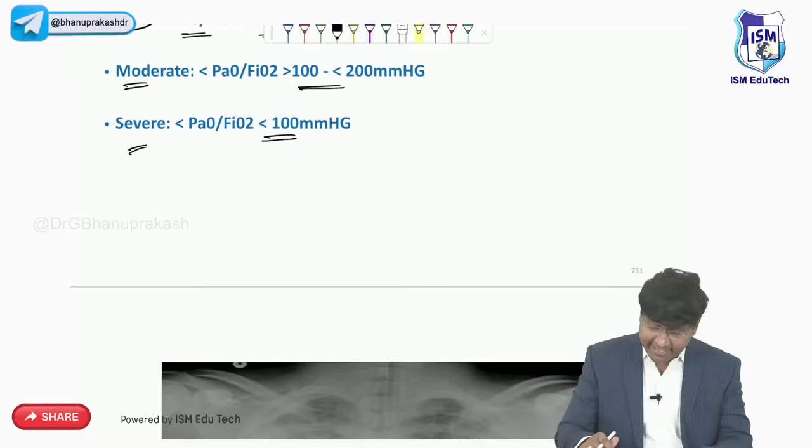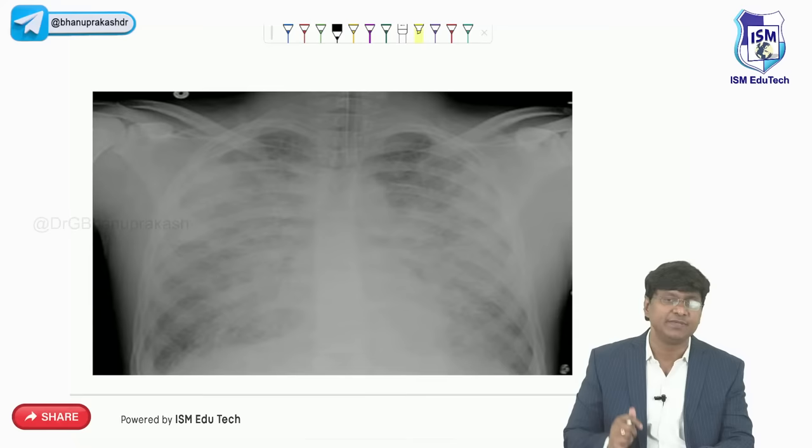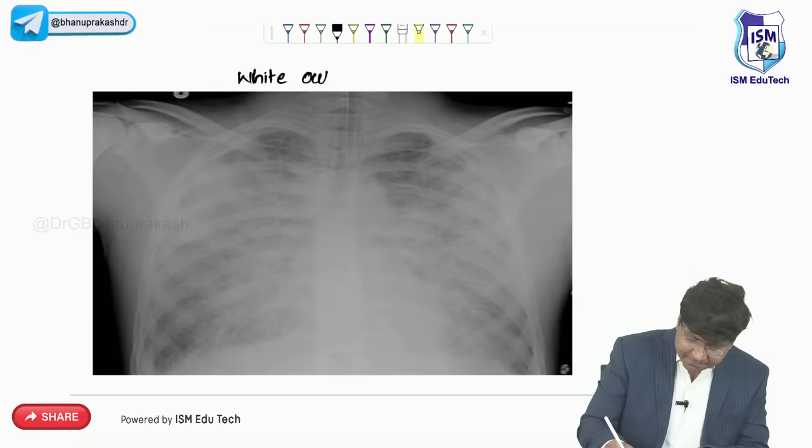And what will be the chest X-ray findings in patients with ARDS? This will be the chest X-ray. So we describe this as a complete white-out lung. We describe these lungs as the complete white-out lung.